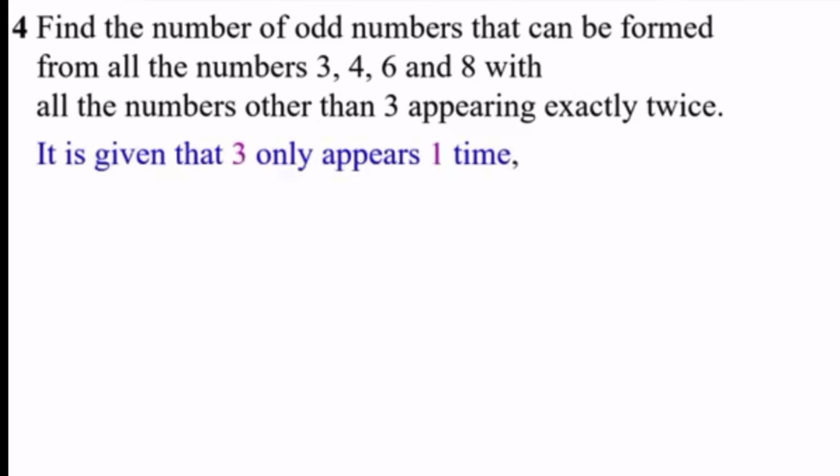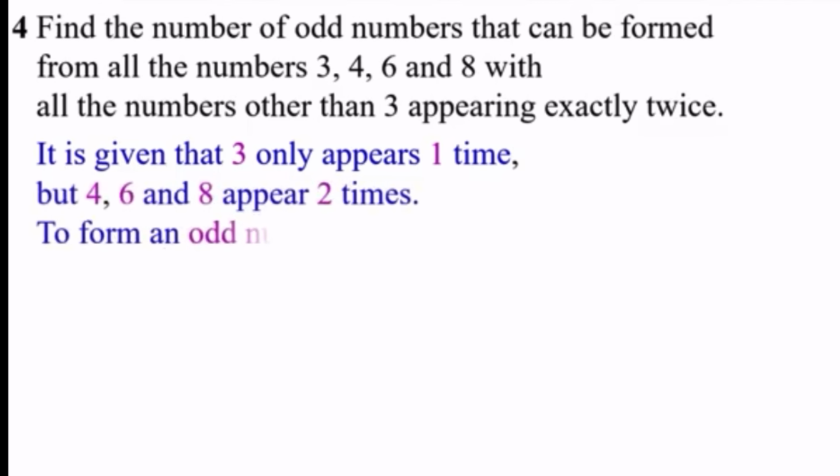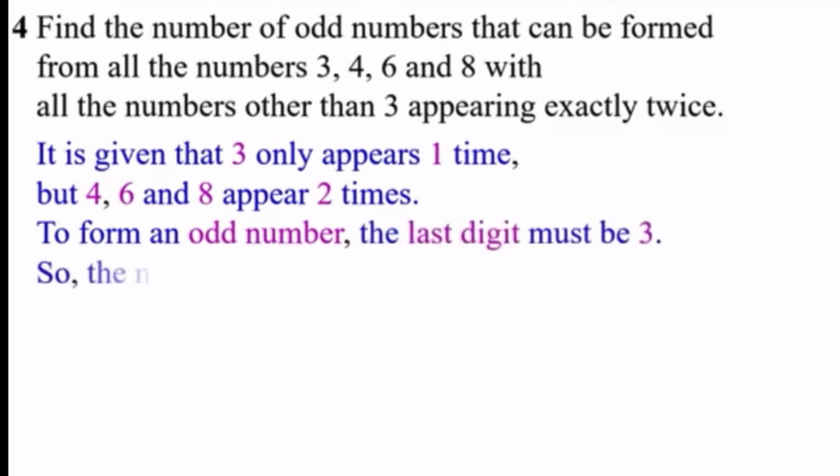So we have 3, 4, 6, 8. Let's study that 4, 6, 8 appear two times. All the numbers other than 3 appearing exactly twice. That means the 3 appears one time, the rest appear two times. That is what the question means. Do you understand? So to form an odd number, we need to make sure we end with an odd digit. So the last digit must be an odd digit, right? We have only one odd digit, which is 3. So the last digit must be 3 in order to get an odd number.